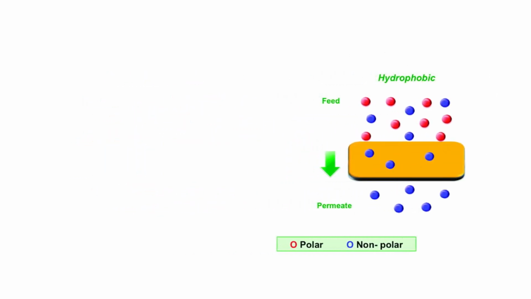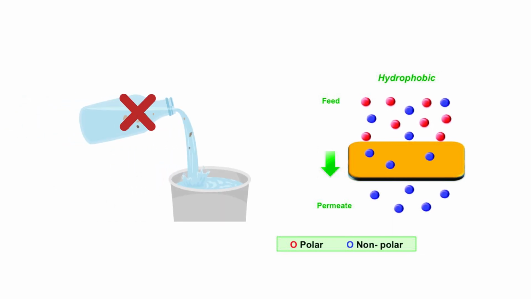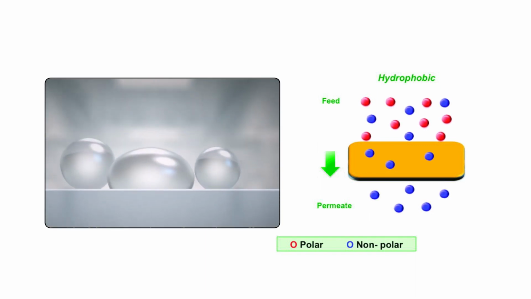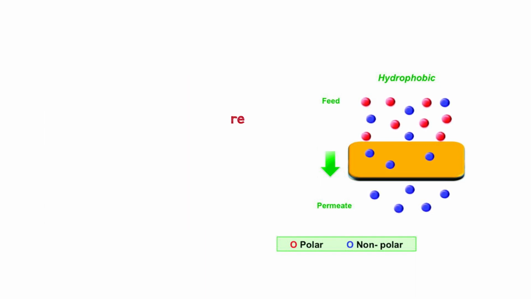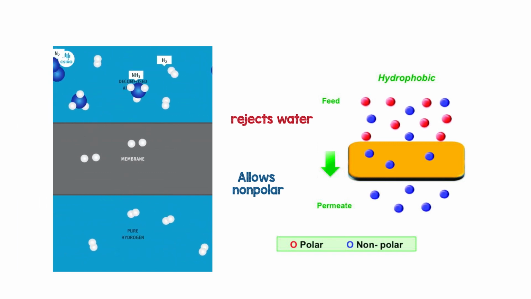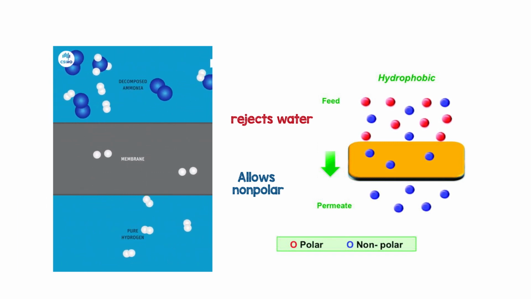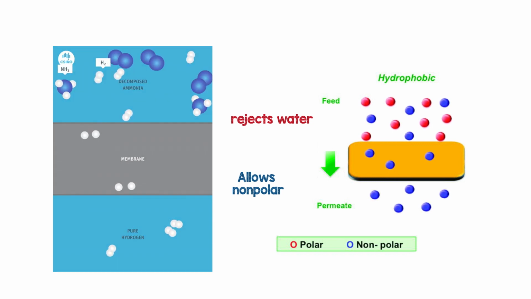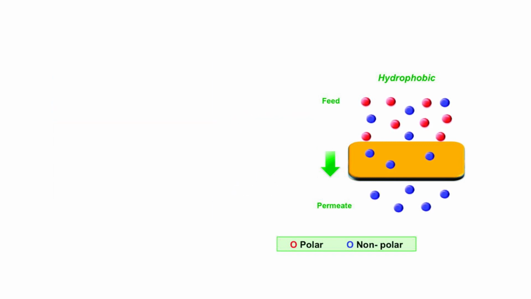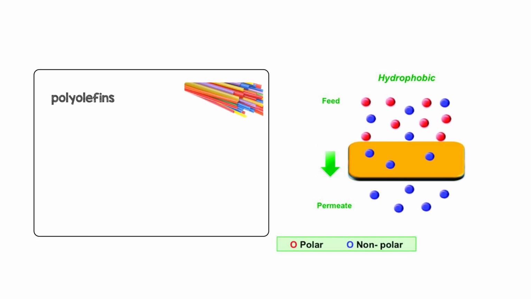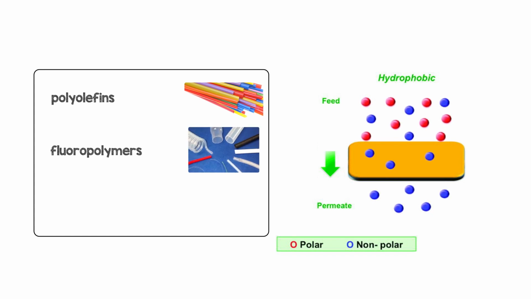Hydrophobic membranes are the membranes that repel water molecules or have low affinity for water molecules. Hydrophobic literally means water-repelling. They are commonly used in applications that reject water and allow nonpolar materials to pass through the membrane. For example, in gas separation, oil-water separation, and the removal of volatile organic compounds from air streams. Hydrophobic membranes are typically made of materials that have a low surface energy, such as polyolefins, e.g., polyethylene, polypropylene, fluoropolymers, e.g., polytetrafluoroethylene, and silicone rubber.